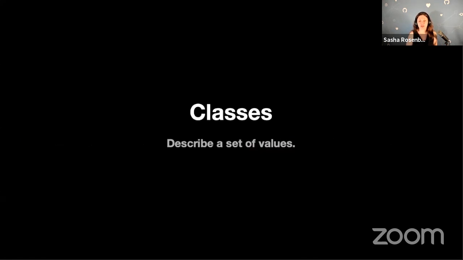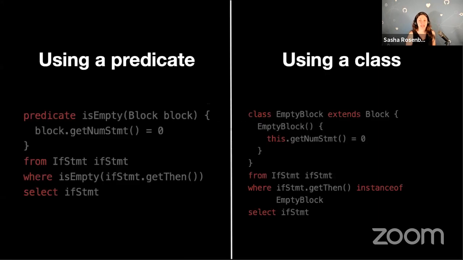Then we also have classes. Classes describe sets of values. And classes are always defined through inheritance. So again, we said the language was read-only, so I can't create a new class from scratch and define the types of things that it describes. This class comes from a language library, and I can extend it. So from the standard language library, I got a class called block, right? And now I'm extending it to a class called empty block.